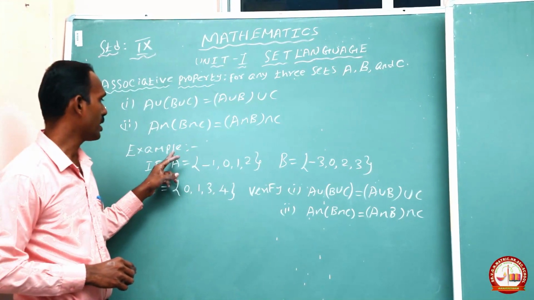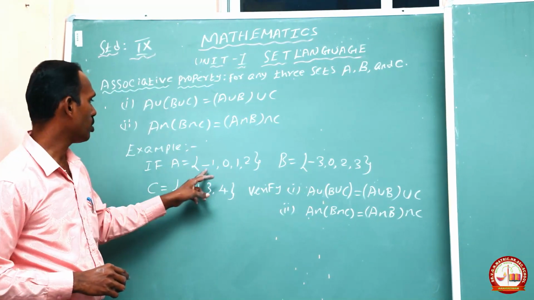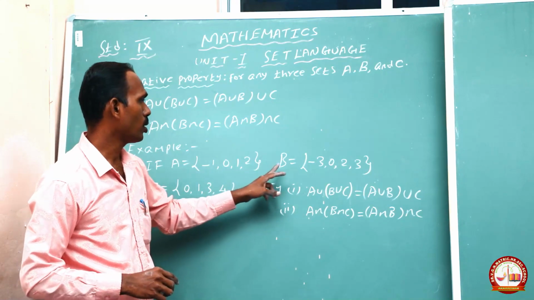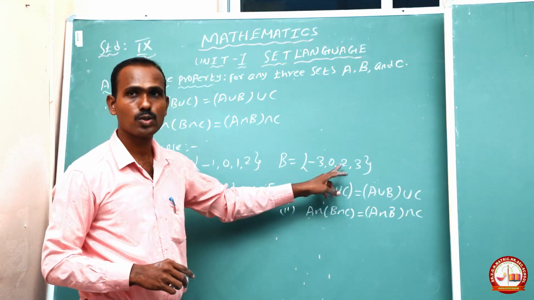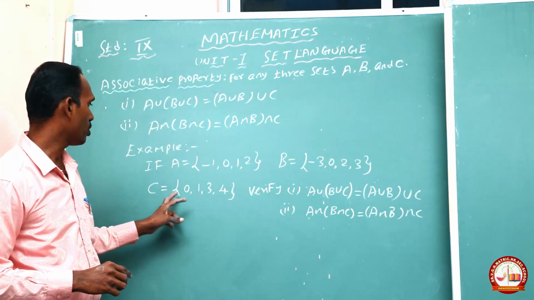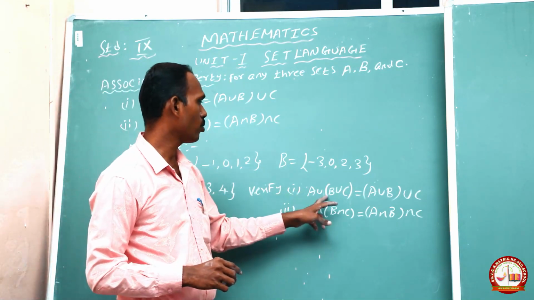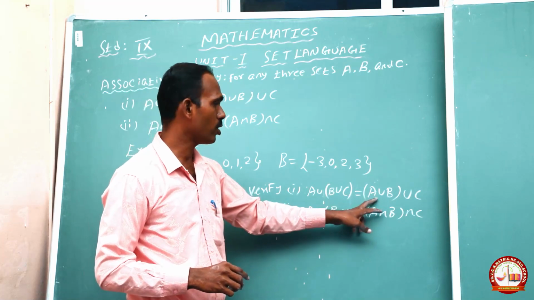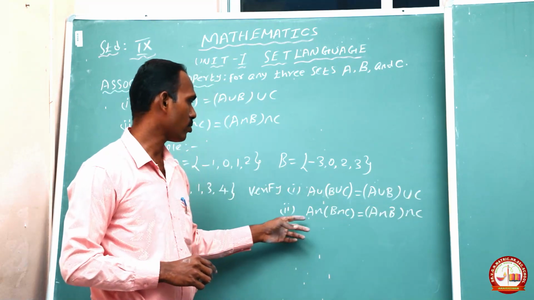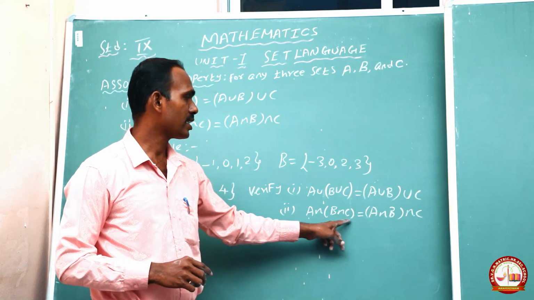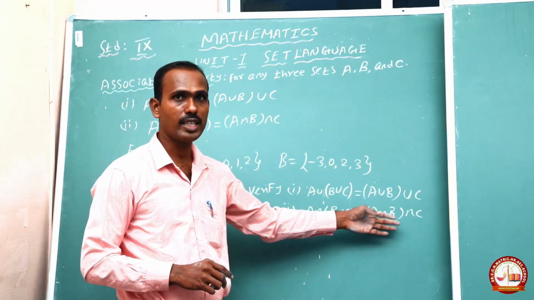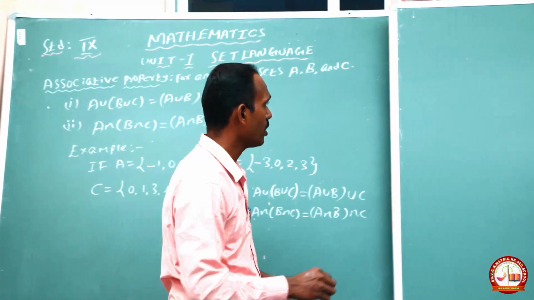Okay, next we see the example. If A equal to {-1, 0, 1, 2}, B equal to {-3, 0, 2, 3}, C equal to {0, 1, 3, 4}. So verify. First question, (A union B) union C equal to A union (B union C). And then second question, (A intersection B) intersection C equal to A intersection (B intersection C).